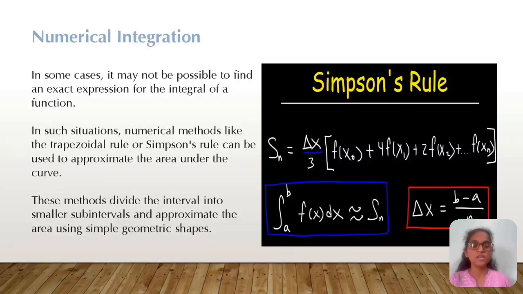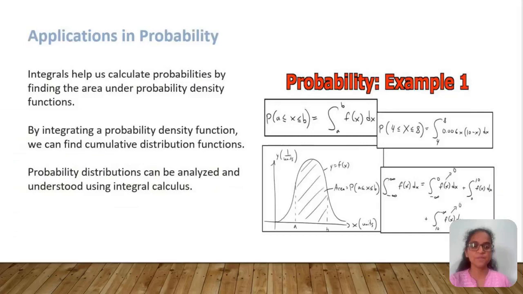Whereas in numerical integration, in some cases, it may not be possible to find an exact expression for the integral of a function. In such situations, numerical methods like the trapezoidal rule or Simpson's rule can be used to approximate the area under the curve. This method divides the interval into small subintervals and approximates the area using simple geometric shapes.